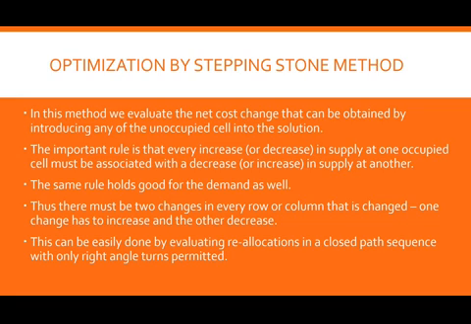So modification of the allocations can be easily done by identifying the closed path sequence, or identifying that rectangle or the hexagon that we used to do in Modi method. Same way here also we are supposed to identify a closed path, which will be either a rectangle or it will be hexagon.